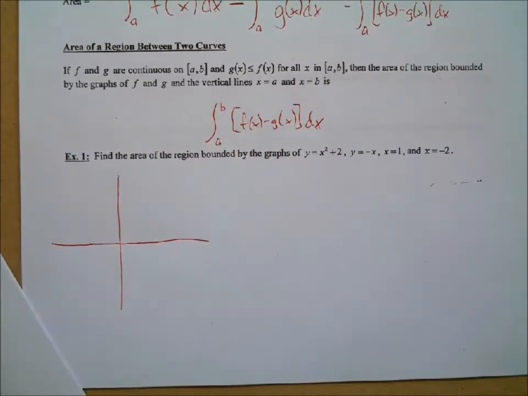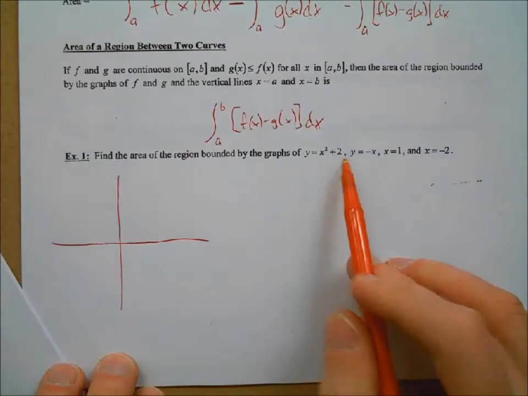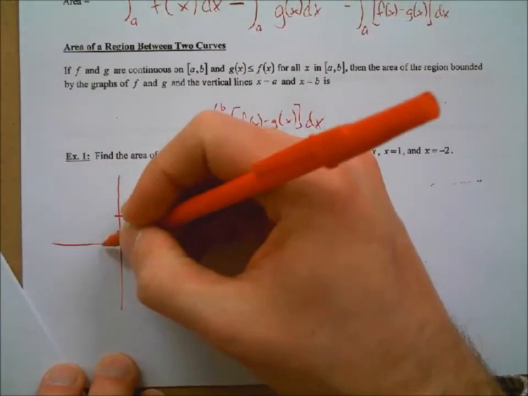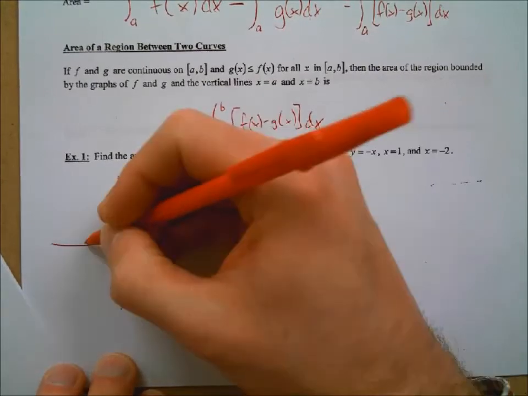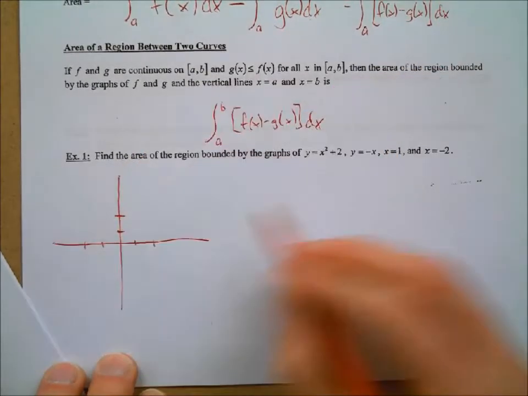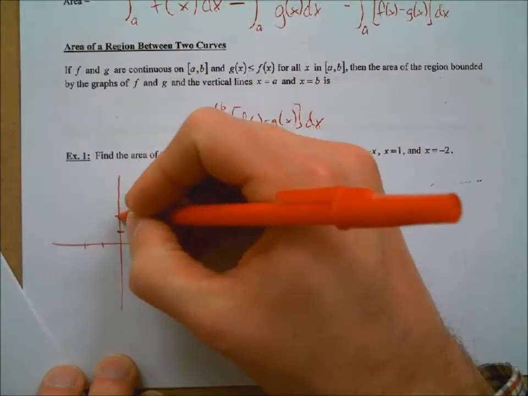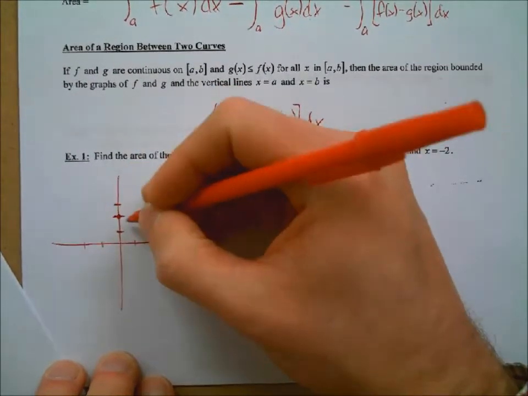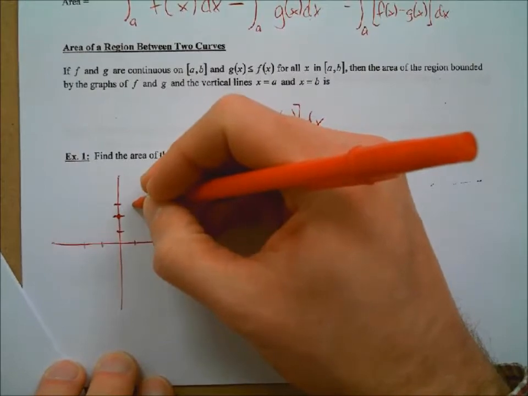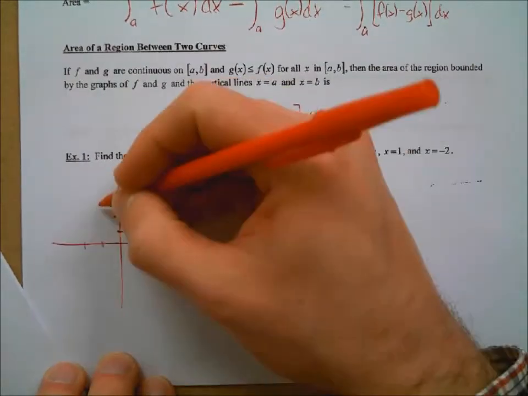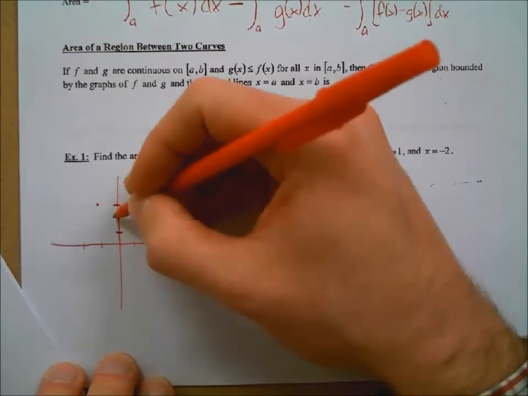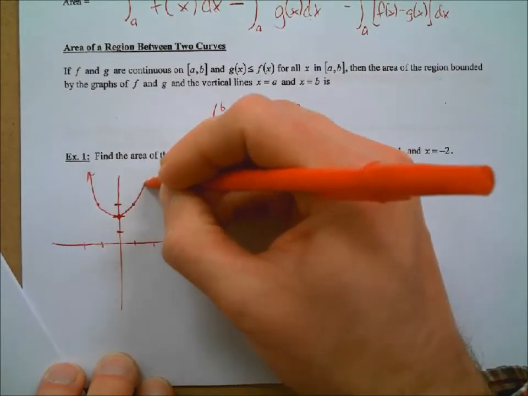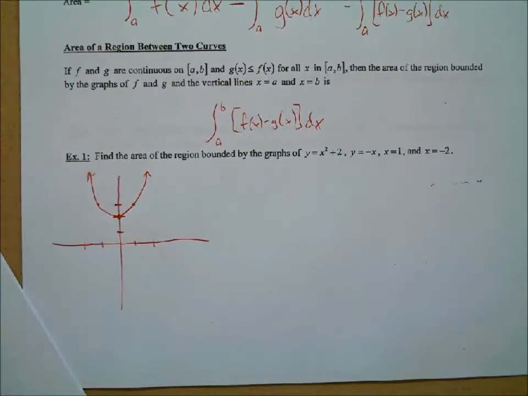Okay, so we've got the curve x squared plus 2. So it's going to have a y-intercept there at 2. And then at 1, it'll have a coordinate of 3, and at negative 1, it'll also have a coordinate of 3, and it's going to be just a parabola, so it's going to go up from there. Okay, nice parabolic shape.